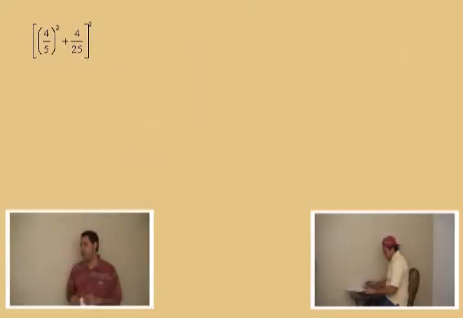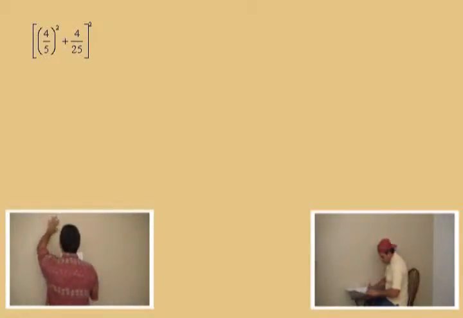Okay. Here we go. 4/5 squared plus 4/25, the whole quantity is squared. Okay. In those brackets, we have to follow the order of operations. We've got that exponent up there. Okay, Charlie, what does 4/5 squared mean? 4/5 times 4/5. So there it is there.